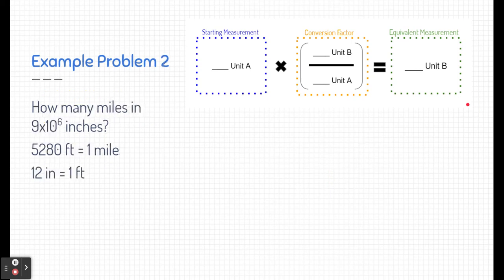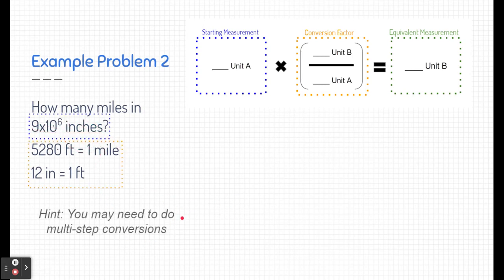All right, let's do another example problem. This one says, how many miles in 9 times 10 to the 6 inches? And then it gives a few conversion factors. So right up here, 9 times 10 to the 6 inches is our starting measurement. But take a look down here.